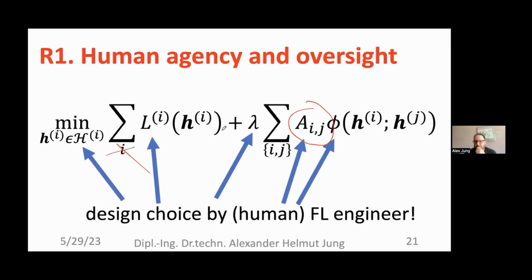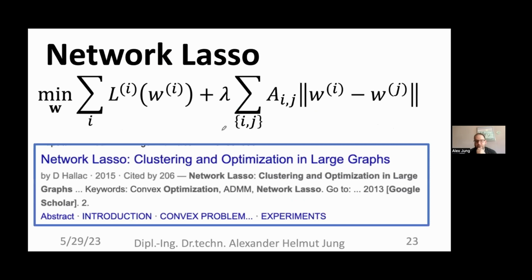Okay, so here are some special cases obtained for specific choices. For example, as I mentioned before, the network lasso. The network lasso applies to local models being parameterized and uses as penalty function the norm. I guess in the original paper it was the Euclidean norm, if I'm not mistaken, the 2 norm. So this is the network lasso.